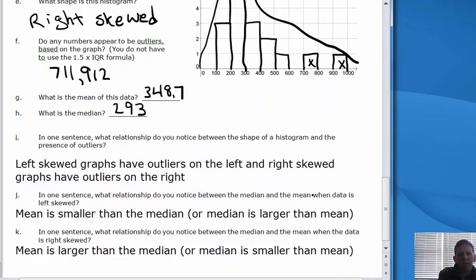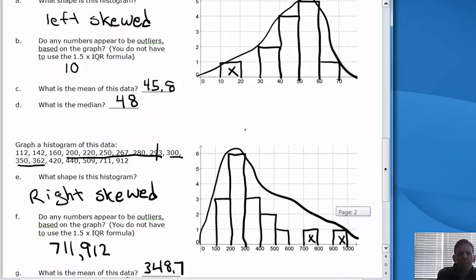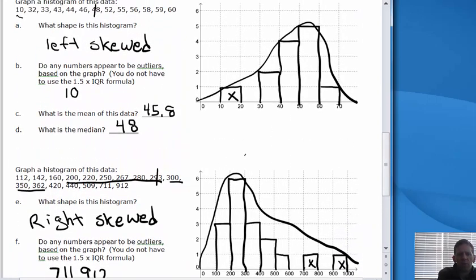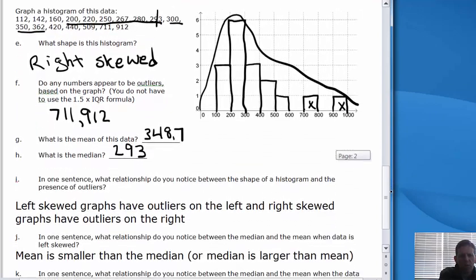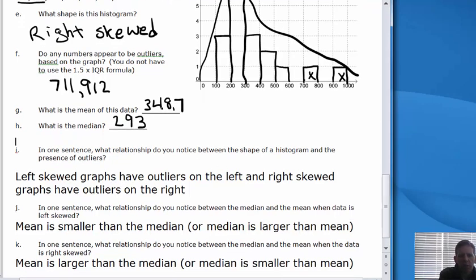What do you notice about the median and mean when data is left skewed? Well, when our data was left skewed, which we had in our first example, the mean was 45.8, the median was 48, which indicated that the median was a little bit bigger than the mean, or you could say vice versa, the mean was smaller than the median. And on the right skewed graph for letter K, it's the reverse relationship. The mean was bigger than the median, and that's typically the case on a right skewed graph.